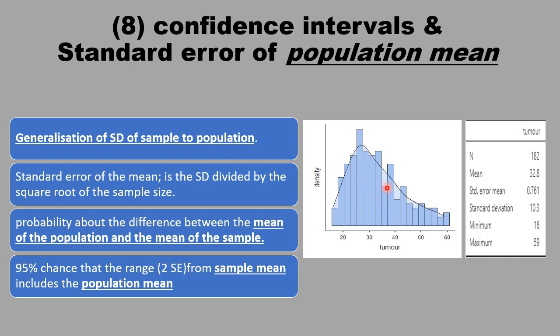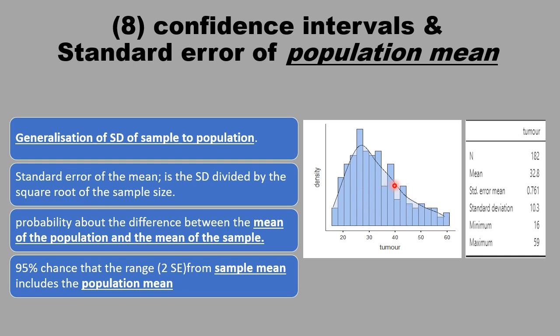How can we generalize the information from this single sample to the whole population? We do this by estimating the standard error of the population mean. That is, we take the standard deviation of the sample and divide it by the square root of the number.